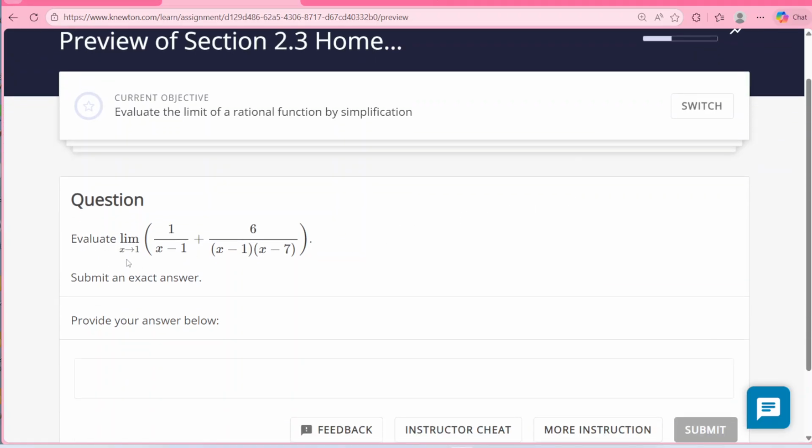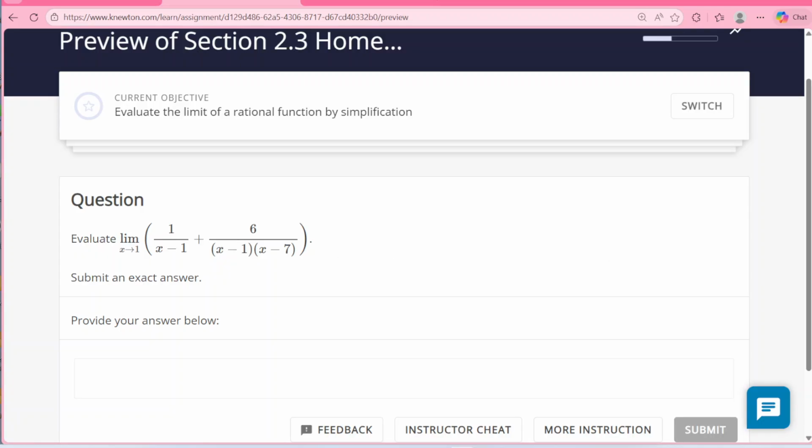So watch, right? You've got the limit as x approaches 1 of 1 over x minus 1 plus 6 over x minus 1 times x minus 7. Now, I cannot just plug 1 in, right? Because you'd have divided by 0 there, divided by 0 there. You'd have denominators of 0. So don't just say this is undefined immediately, all right? If that's the case, you can't just plug the number in. You can't just do a direct substitution.